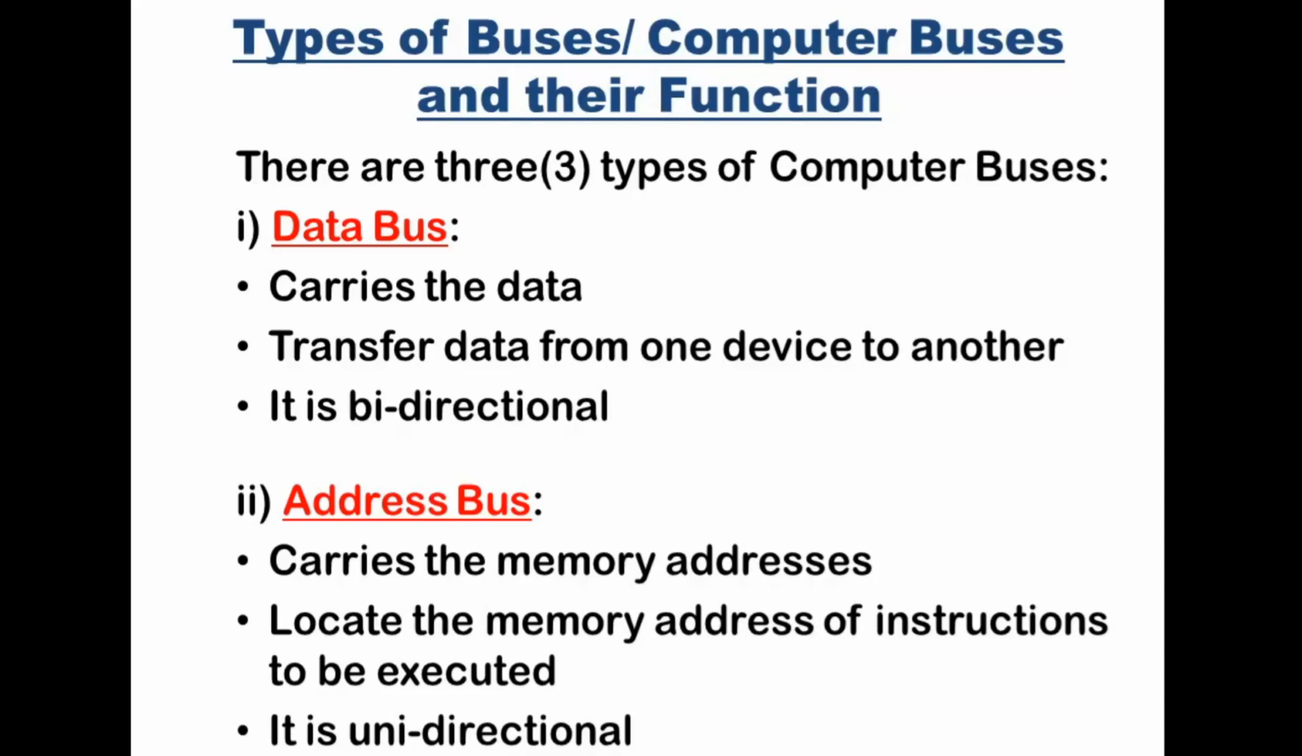The next is the address bus. So boys, the names of the buses are very logical. The address bus carries the memory addresses: memory addresses of the instructions, memory addresses of the data, where the instruction is stored in the memory, from where the instruction is to be fetched for processing by the CPU. The address bus locates the memory address of the instruction to be executed. It is unidirectional. The data bus is bidirectional, but the address bus is unidirectional.